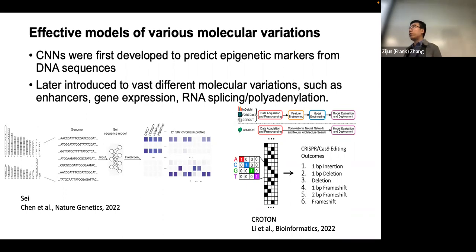And aside from that, we can also use the same type of method to predict things that are not inherent to the human genome. For example, for CRISPR, if we want to apply CRISPR-Cas9 to edit a certain chunk of DNA sequence, we can use it to predict the editing outcomes of this DNA sequence. So my point here is that as long as you have an input that is sequence-like, and you want to predict or characterize some sort of molecular activity associated with this sequence, regardless of whether it's epigenetic markers or genome editing repair outcomes, CNNs will be a very powerful choice.